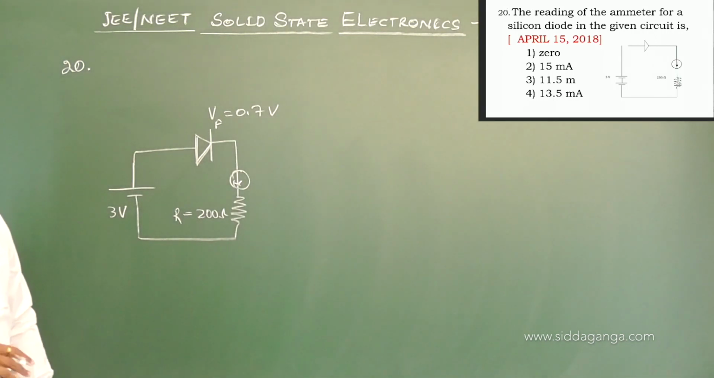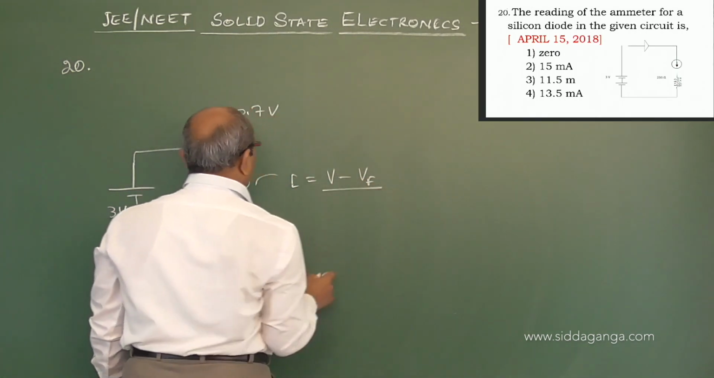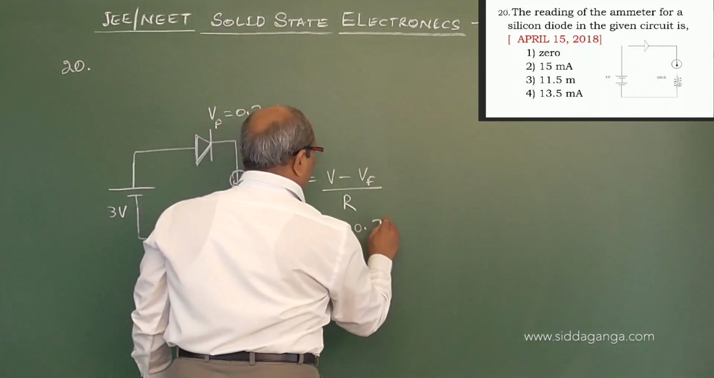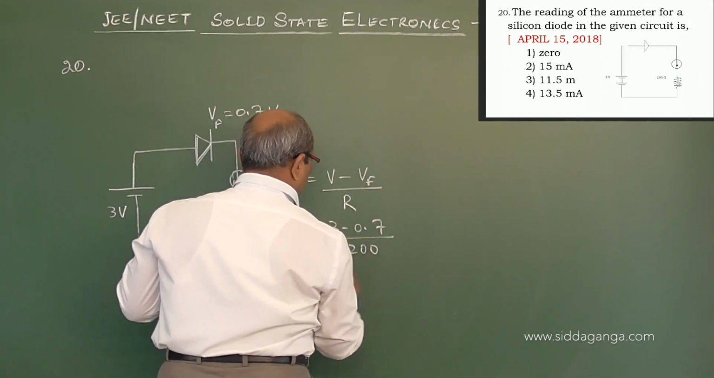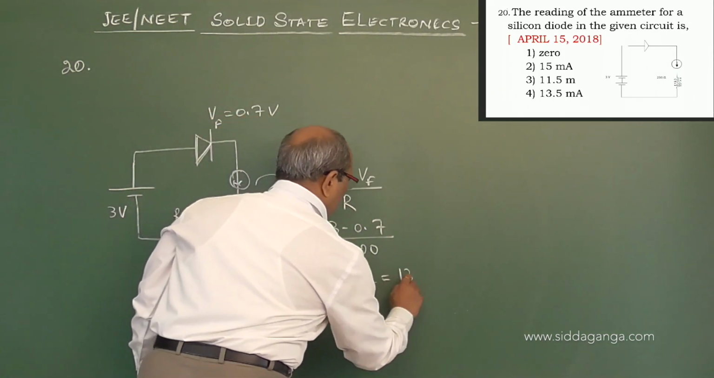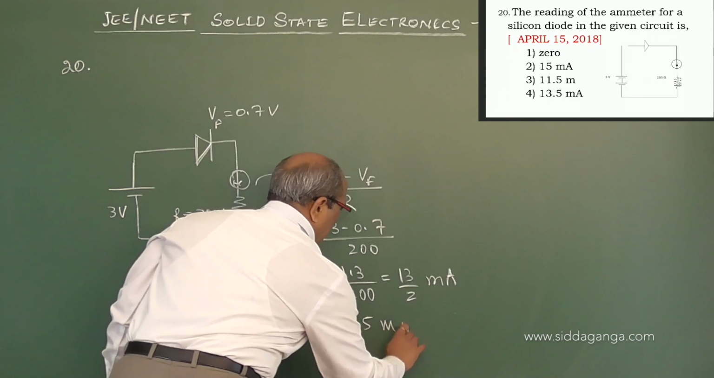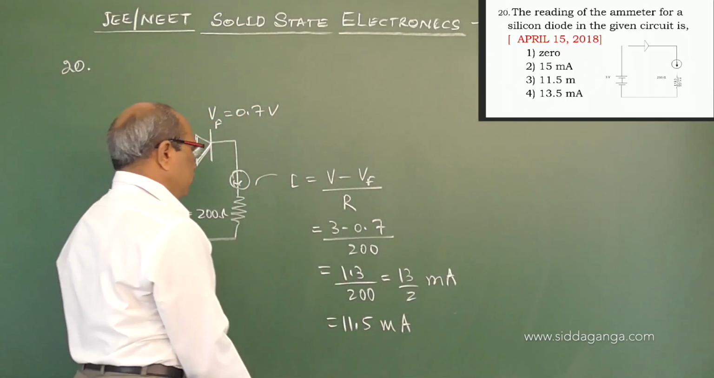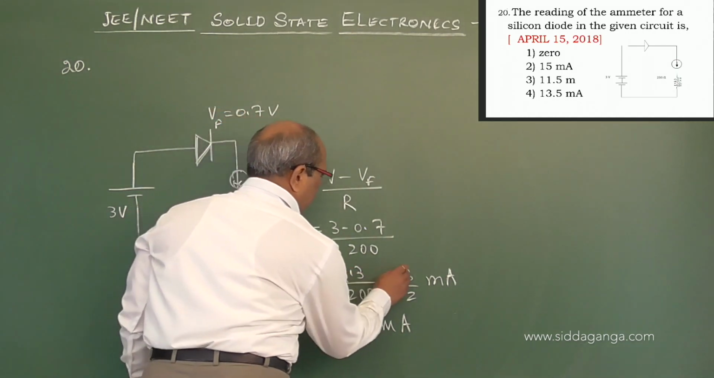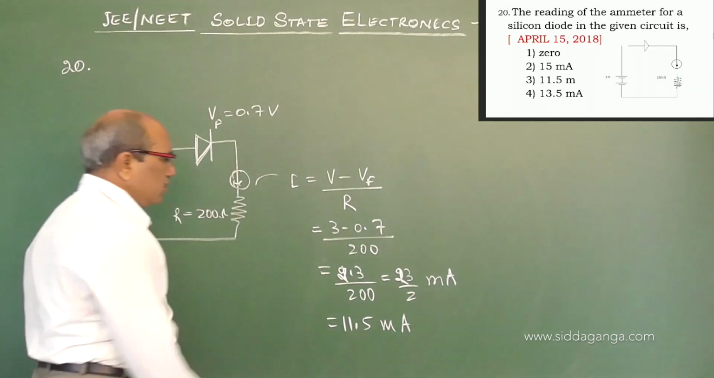Below that it is not conducting. Therefore, the current that the ammeter can read is the supply minus the forward voltage of the silicon diode, divided by the resistance. 3 minus 0.7, divided by 200. 3 minus 0.7 is 2.3, by 200, or 23 by 2 milliampere, which is 11.5 milliampere. Option number 3.